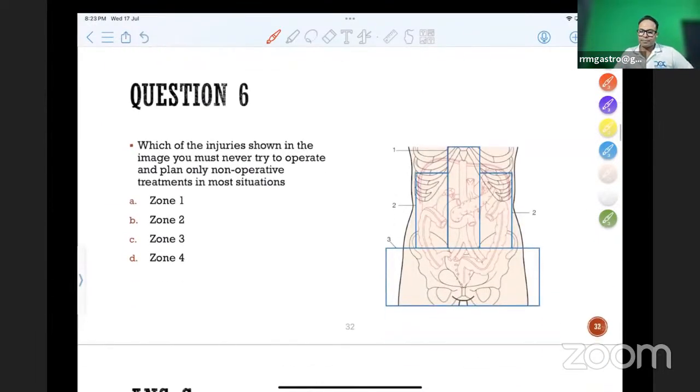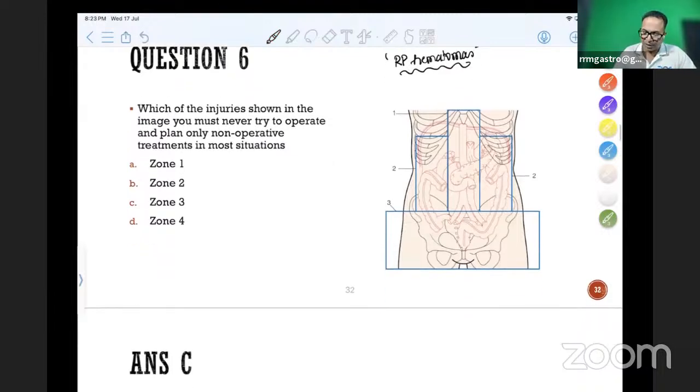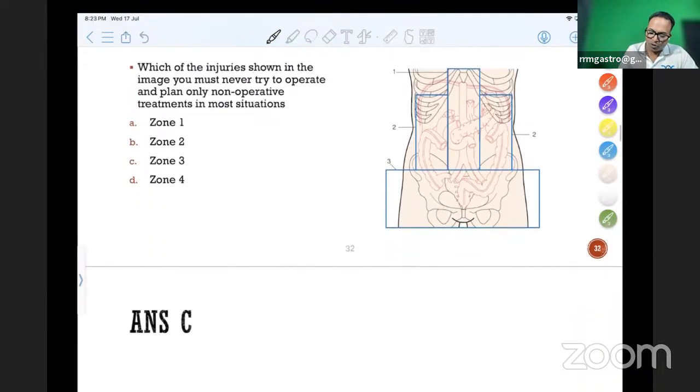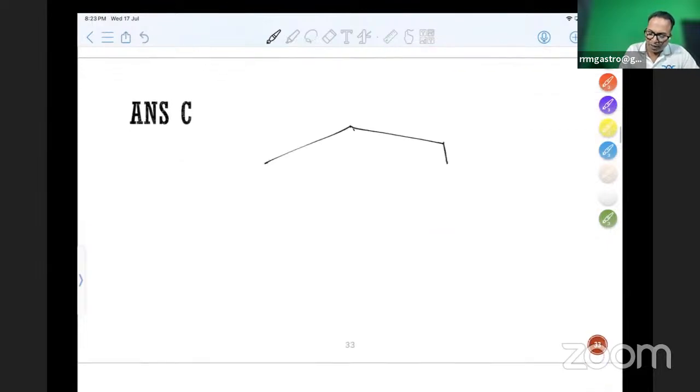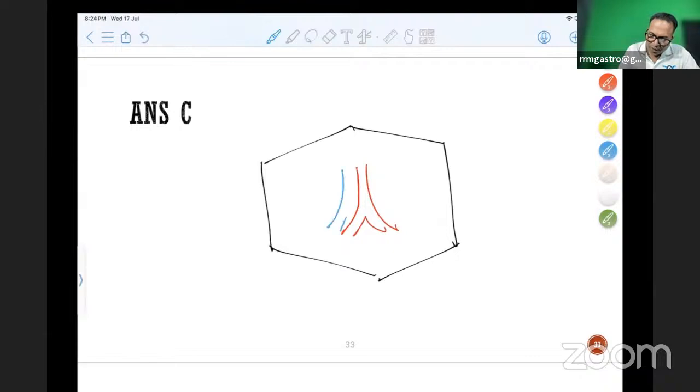Okay, please remember this. Question number 6 is on retroperitoneal hematomas. This question is already asked. AIIMS question. Retroperitoneal hematomas. Which of the following injuries shown in the image you must never try to operate and plan only for non-operative method? So please understand these retroperitoneal zones, there are 3 zones available. I'll redraw the zones. Zone 1 is a zone where there is aorta as well as IVC. Zone 1 is the aorta IVC zone. This is an emergency zone.